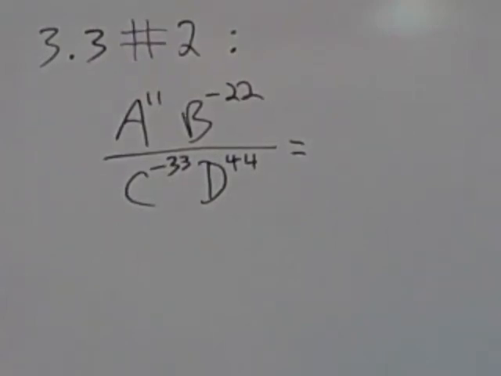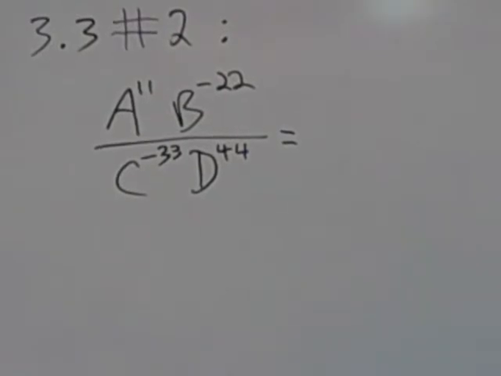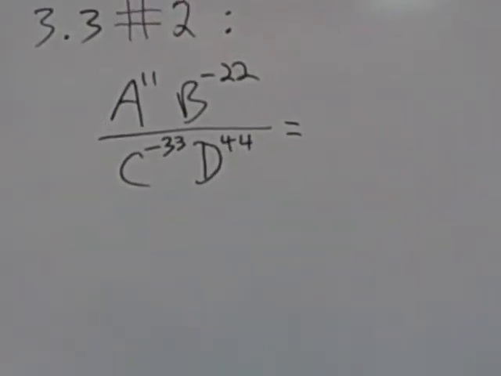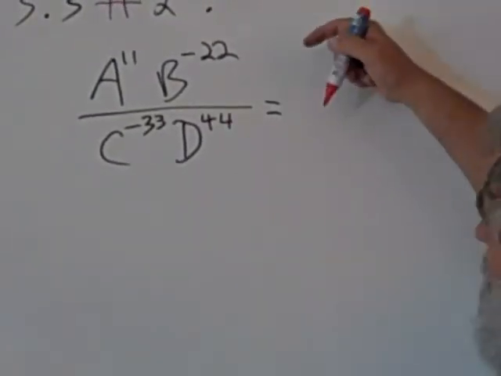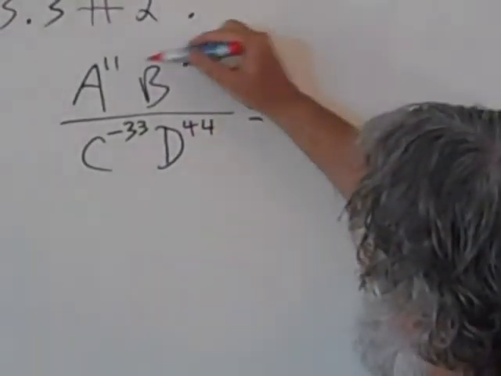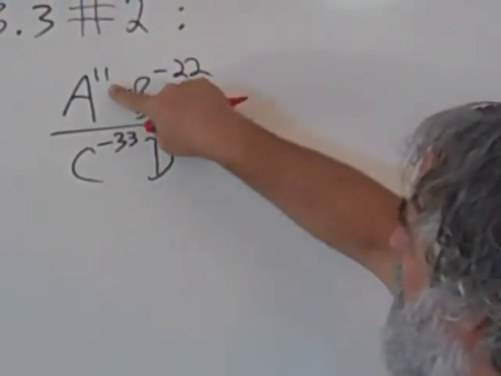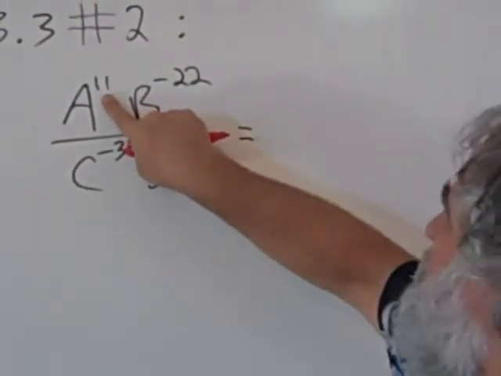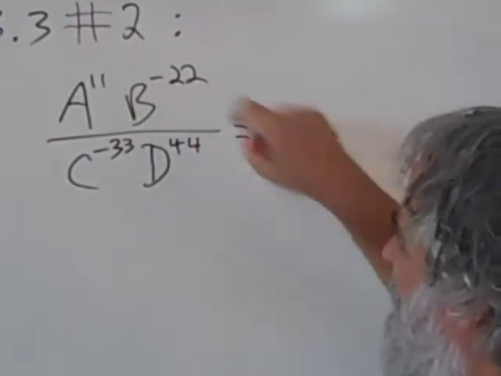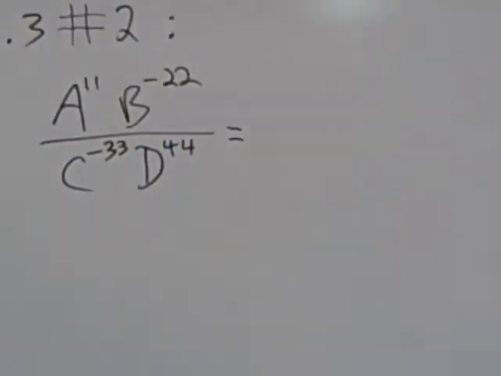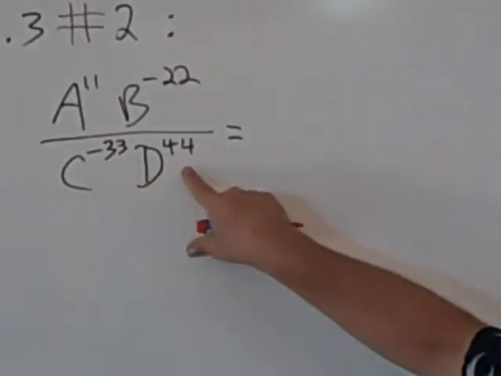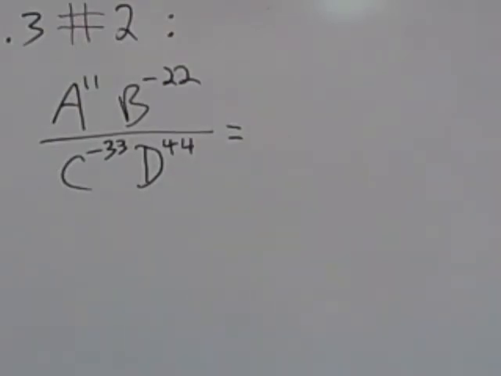Now for this problem I'm going to use what I call the elevator rule. Nobody else calls it that as far as I know. But basically when you see the exponents, you can think of them as the state of mind of the variable. So A has a positive state of mind because it has a positive exponent. B has a negative state of mind, negative exponent. And C's got a negative state of mind, and D's positive.